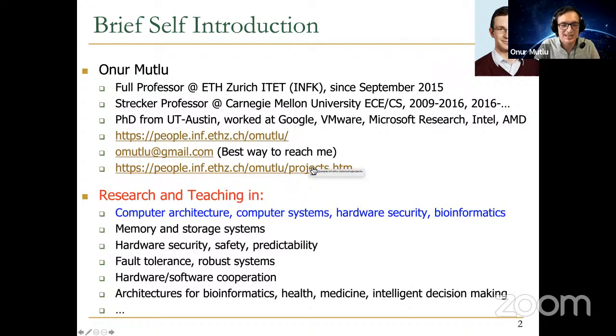Basically, I do research and teaching in computer architecture, computer systems, hardware security, bioinformatics, and you can see some of the topics over here. In fact, some of the papers that we're going to read and analyze in the seminar are going to touch upon a lot of these related topics, because this is a wide variety of topics in computer architecture, especially memory, hardware security, fault tolerance, hardware software cooperation, and architectures for emerging and important applications like bioinformatics, health, medicine, ML, AI, let's say.